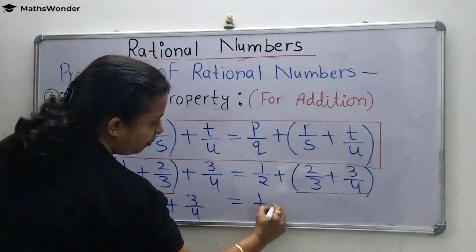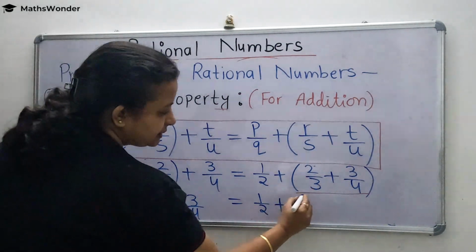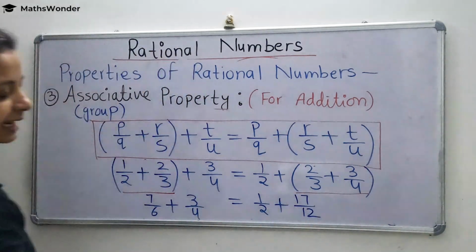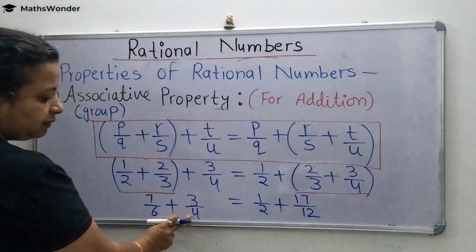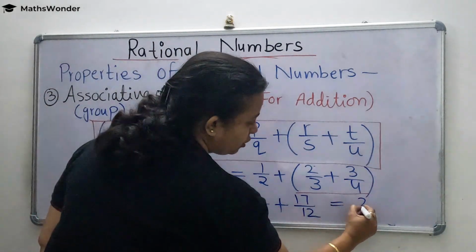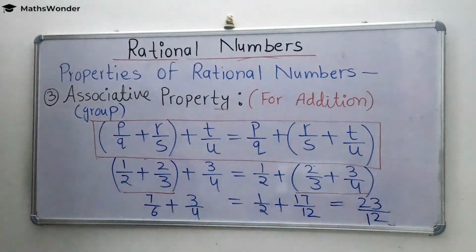Same here, 1 over 2 plus, when you solve the next part, you get 17 over 12. Again you will make the denominators the same. So the final answer will be 23 over 12 on both sides. When you solve this, you will get 23 over 12. Here it is also 23 over 12. Yes, on both sides you will get 23 over 12.